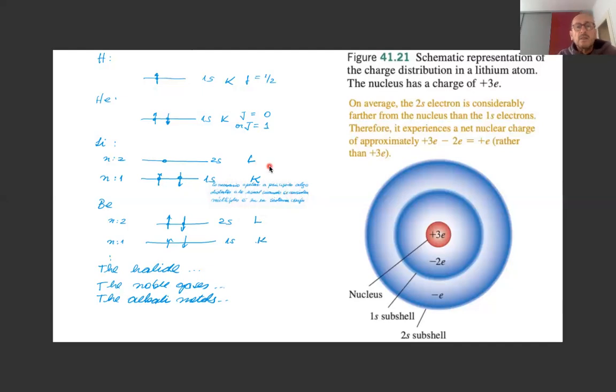So L is the next shell, and the extra electron has to go in this shell. It can have the spin either way. I didn't draw it, but it could have the spin either way, up or down.